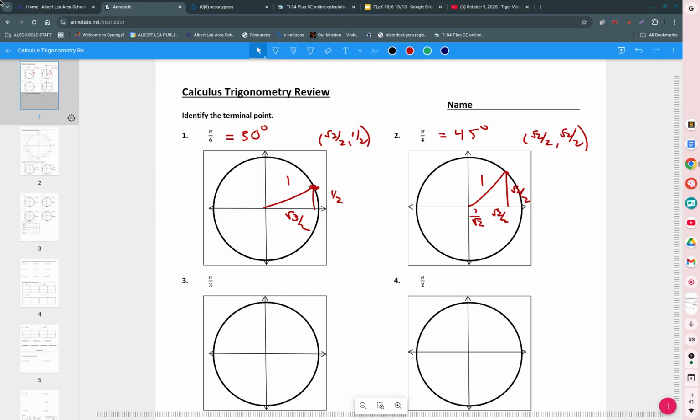Pi over 3 is how many degrees? 60. And so if it's 60 degrees, we have another 30, 60, 90 triangle. Now this bottom part's going to be 1/2, and the upper part is going to be root of 3 over 2. So our terminal point here is 1/2, root of 3 over 2.